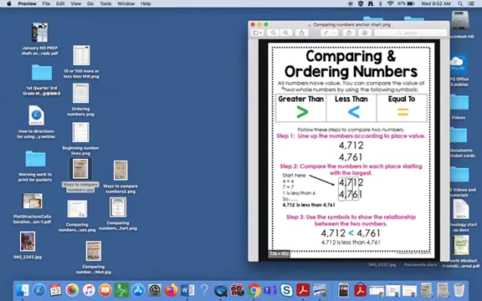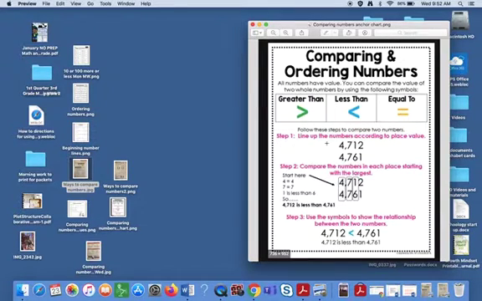So comparing and ordering numbers. So remember this, all numbers have value. You can compare the value of two whole numbers by using the following symbols. Greater than, where the mouth is open from the left-hand side because we read that direction, less than, and equal to. And like I said, remember that the big mouth of the alligator always wants to eat the bigger number. So follow these steps to compare two numbers.